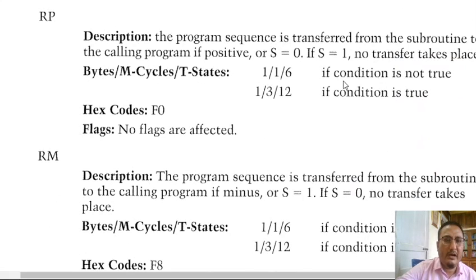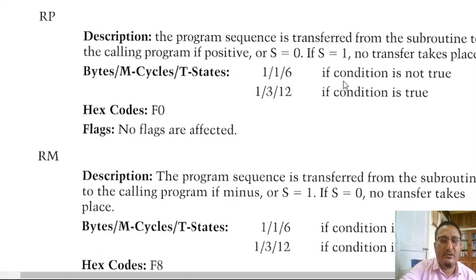Now likewise we have the RP instruction, return on plus or positive. On execution of the RP instruction, the program sequence is transferred from the subroutine to the calling program if the result is positive, or sign flag is equal to 0. If sign flag is equal to 1, then no transfer takes place. Now it requires 1 byte, 1 machine cycle and 6 T states if the condition is not true, and it requires 1 byte, 3 machine cycles and 12 T states if the condition is true.